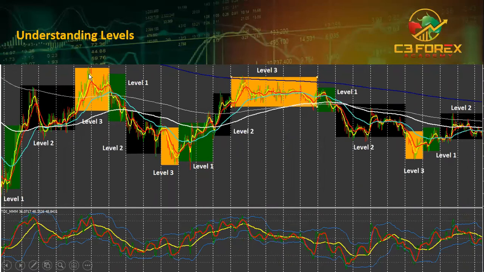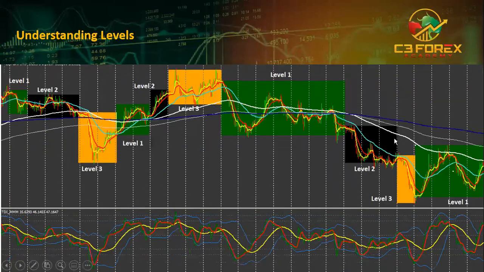Level 3 right here, opened up, retested the previous high on the open, got away, never went back up there. This level 3 was just choppy. This level 3 went up, retested the high. This level 3 gave you a half a Batman.